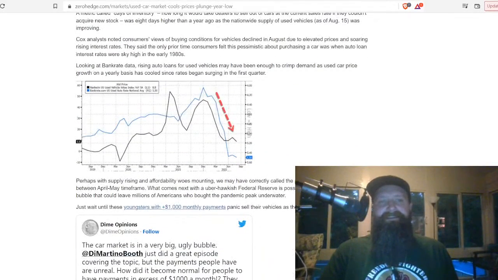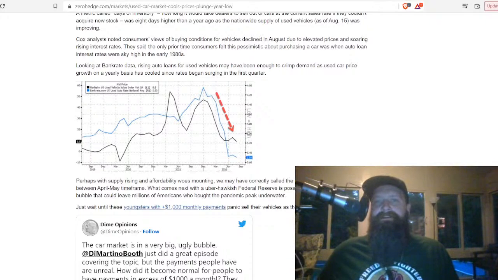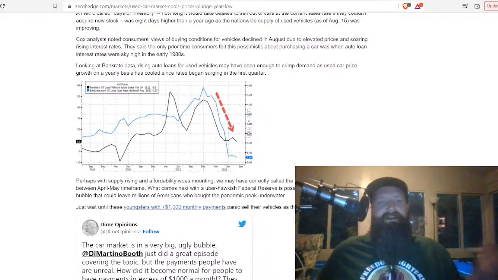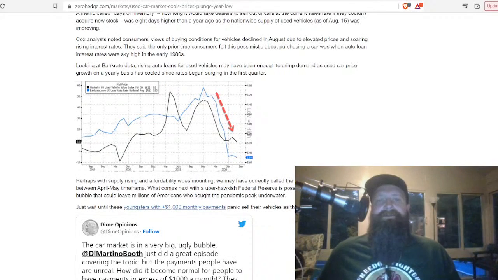Cox analysts noted consumers' views of buying conditions for vehicles declined in August due to elevated prices and soaring interest rates. They said the only prior time consumers felt this pessimistic about purchasing a car was when auto loan interest rates were sky high in the early 1980s. Looking at Bankrate data, rising auto loan rates for used vehicles may have been enough to crimp demand, as used car price growth on a yearly basis has cooled since rates began surging in the first quarter.